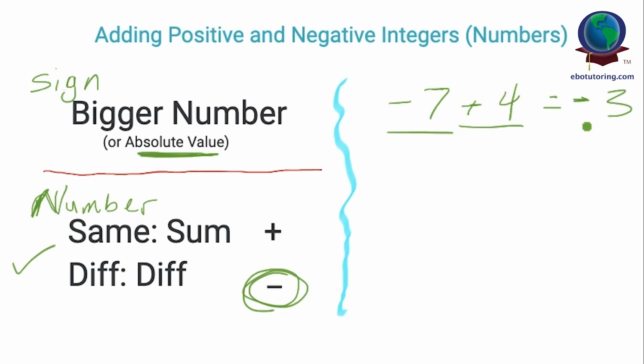Negative 7 plus 4 is negative 3. The negative is there because the 7 is bigger than the 4 and the 7 is negative, so it takes the sign of the bigger number. And we subtract the 7 and the 4 to make a 3 because they're different signs. Well, wait a minute.